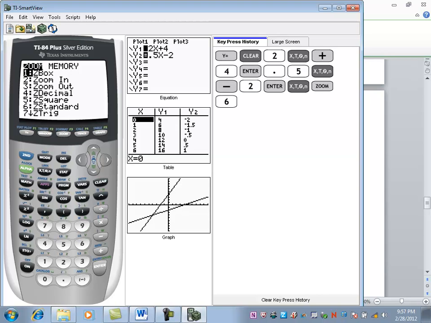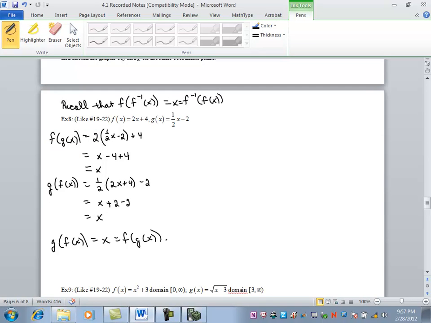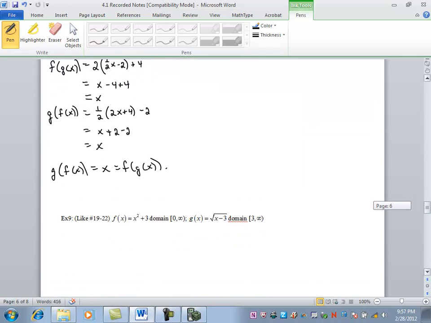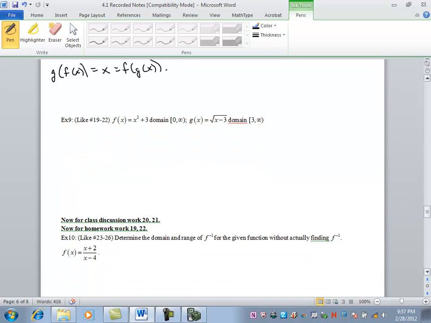And I'll just do this on my standard viewing window here. And so I think you can see, here's my line y equals x, and you can see the symmetry that the two functions have. No proof there, but hopefully you can see that the relationship is true and that we've got the symmetry that we had hoped for. And so if you have questions there, certainly bring those into class.